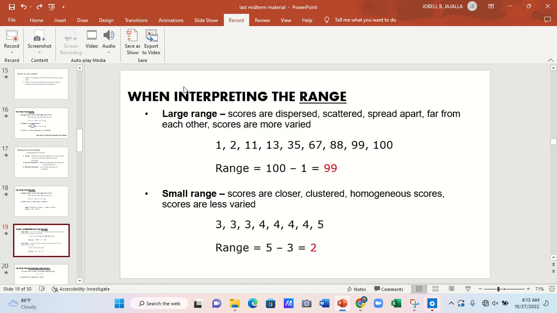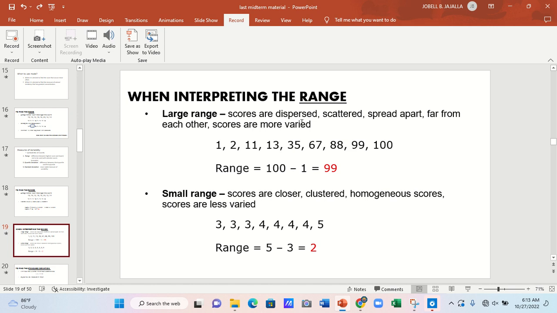Now, how do we interpret range? So, range class, we interpret it in two ways. Kung makita nato, when we see a large range, this means that scores are dispersed, scattered, spread apart, far from each other, and scores are more varied. Mao lang na siya ang interpretation when we get a large range from the given set of data.